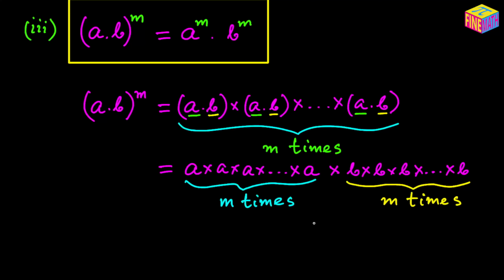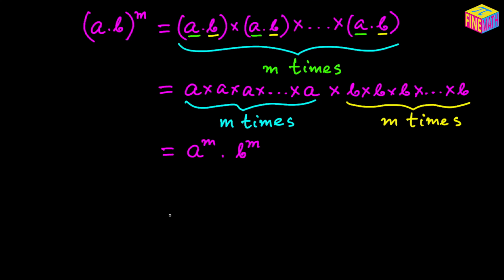So then it is going to look like this, and from here we can easily say this can be written as a to the power m. This first portion becomes a to the power m because there are m number of a's in this product, and then multiplied by the b's, where we also have m number of b's. So we can say that it would also be b to the power m. So a times b whole to the power m is equal to a to the power m times b to the power m.